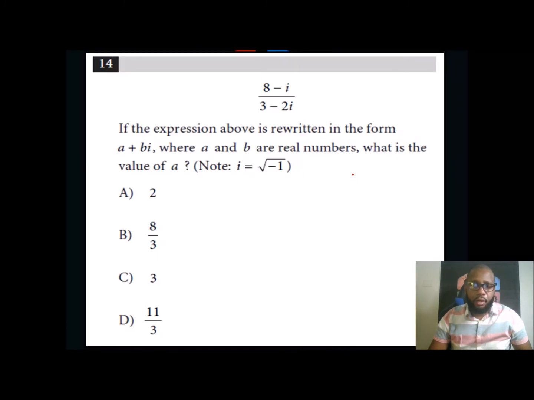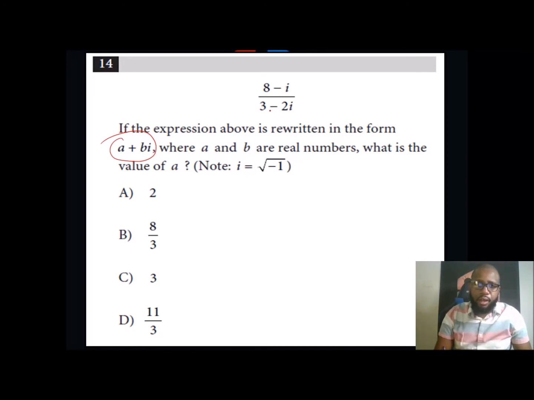Now let's take a look at a complex number question from the SAT paper. Now we have 8 minus i divided by 3 minus 2i. If the expression above is rewritten in the form a plus bi, which is our complex number form, where a and b are real numbers, what is the value of a? So they only need the value of my real part. We need to decide which conjugate we will be using. Is it the conjugate of the numerator or the conjugate of the denominator? Now, in all cases, it's always the conjugate of the denominator that we use.